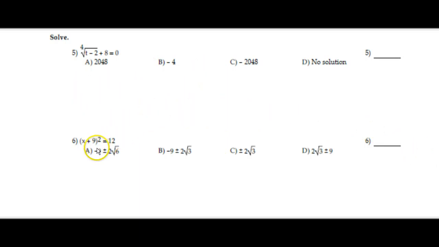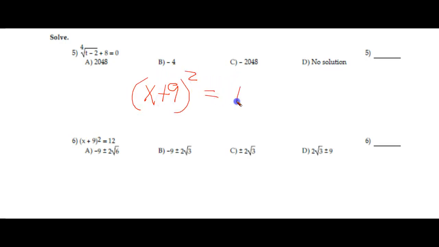Now another one we found on the test, on that exit exam, was one like this. It looked just like that. Let me write it out here for you. X plus 9, the quantity squared, equals 12.